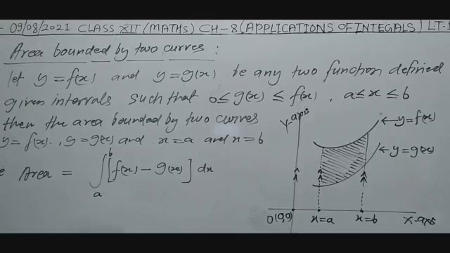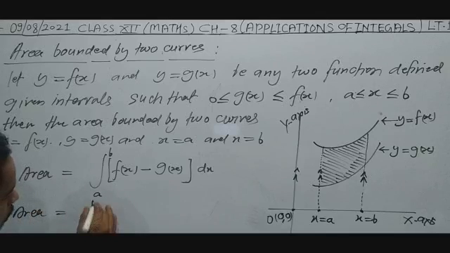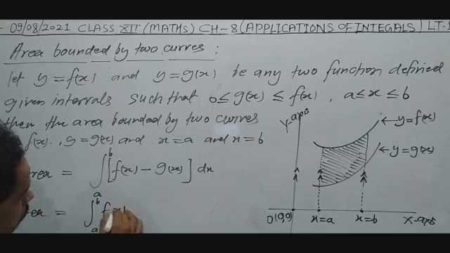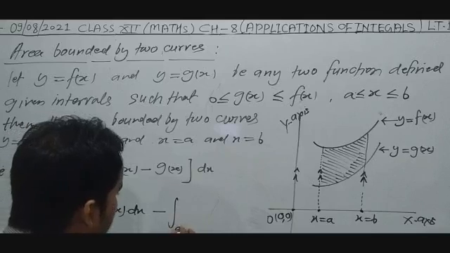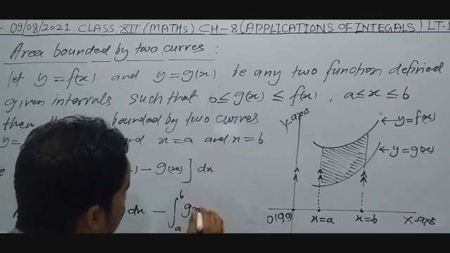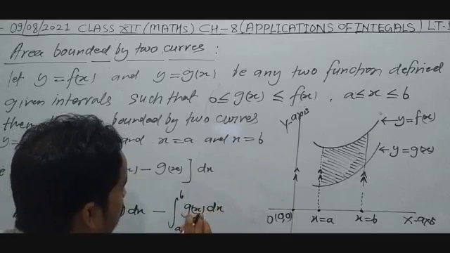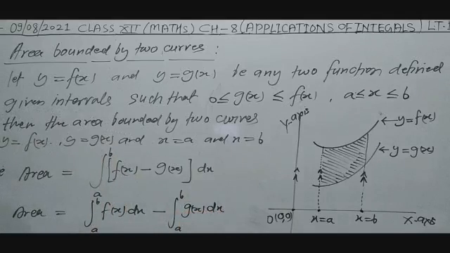Also you can write in parts, means area is equal to integration over a to b f(x) dx minus integration over a to b g(x) dx. This is the same.